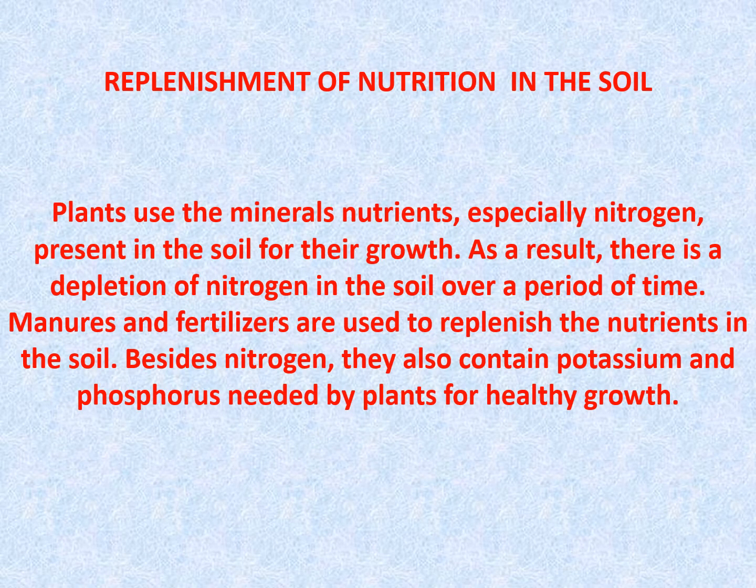This is the last topic of our lesson, which is replenishment of nutrients in the soil. Plants use the minerals and nutrients, especially nitrogen, present in the soil for their growth. As a result, there is a depletion of nitrogen in the soil over a period of time. Manures and fertilizers are used to replenish the nutrients in the soil. Besides nitrogen, they also contain potassium and phosphorus needed by plants for healthy growth.